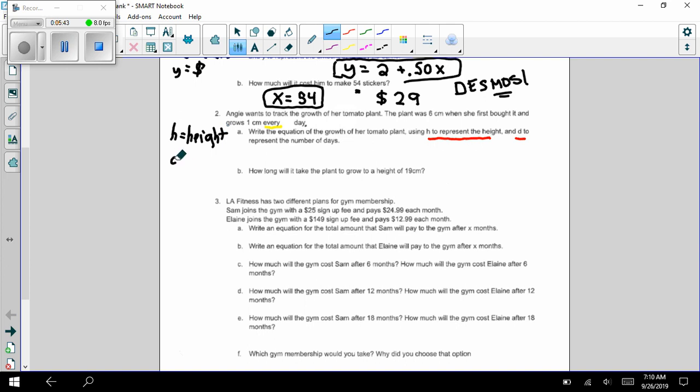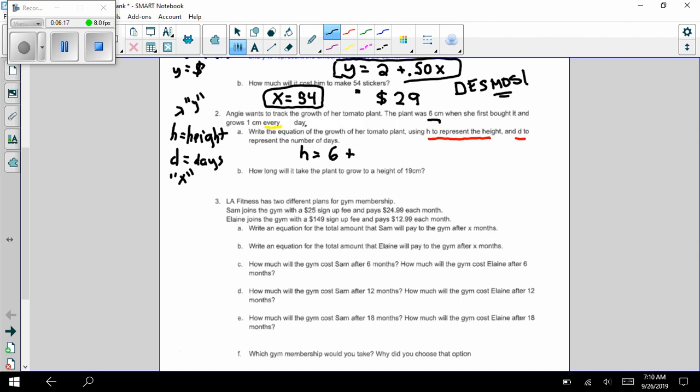And the D represents the days. D in this case is just going to take the place of X, and H is just going to take the place of Y. So instead of writing Y equals, we're going to write H equals the starting point. Let's see if we found, yep, we found right here. The starting point was 6 centimeters when she first bought it. So we're going to start with the 6, and we're going to add 1 centimeter each day.